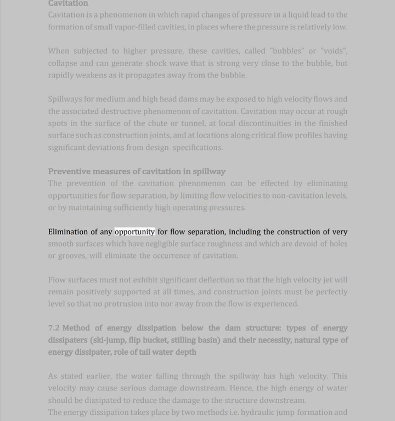Elimination of any opportunity for flow separation, including the construction of very smooth surfaces which have negligible surface roughness and which are devoid of holes or grooves, will eliminate the occurrence of cavitation. Flow surfaces must not exhibit significant deflection so that the high-velocity jet will remain positively supported at all times, and construction joints must be perfectly level so that no protrusion into nor away from the flow is experienced.